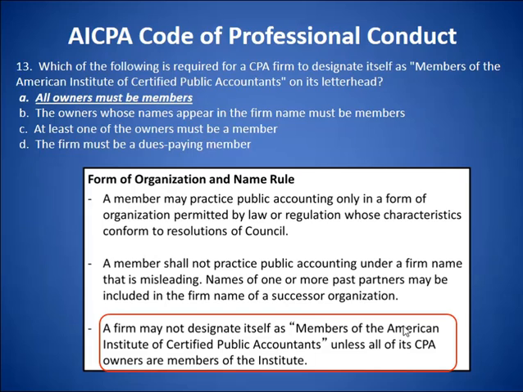Okay, and the answer is 2. Which of the following is required for a CPA firm to designate itself as members of the American Institute of Certified Public Accountants on its letterhead? And the answer in this case is A. All of the owners, in effect the CPA owners, must be members.